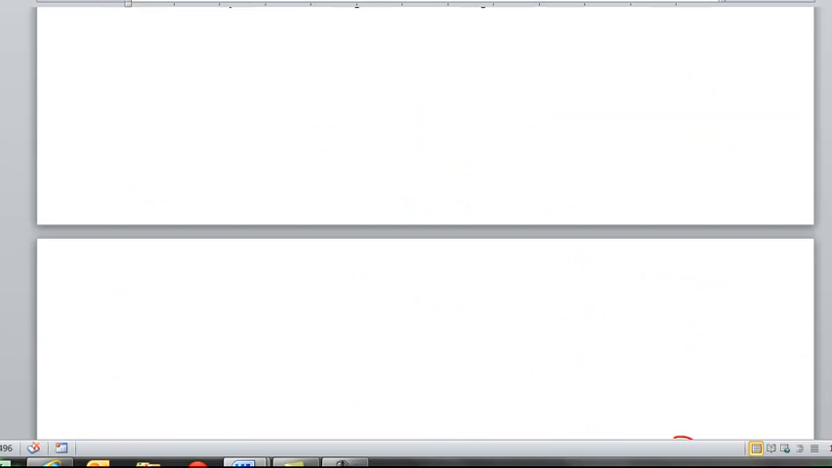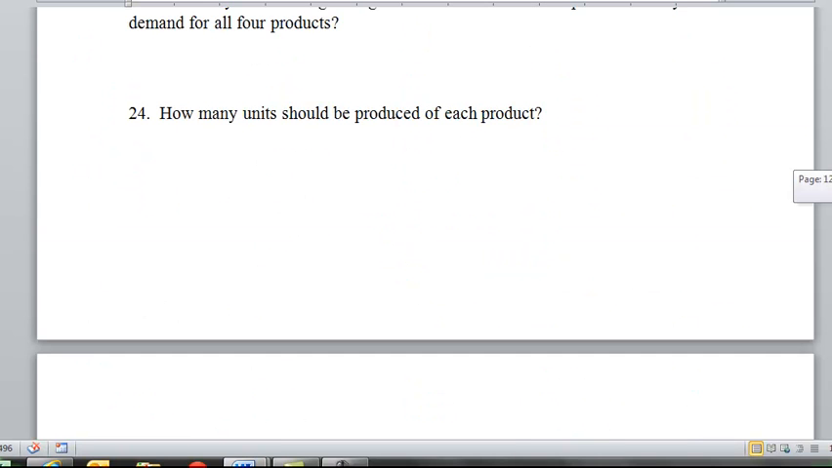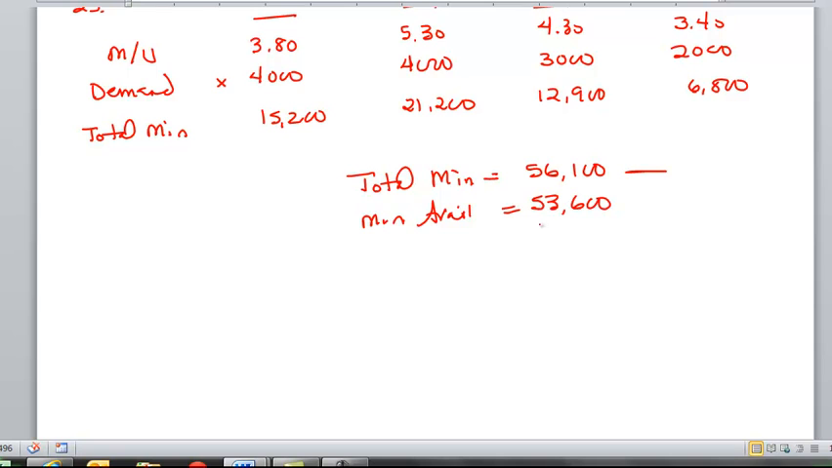How many units should be produced? Because now we've got a limit of 53,600. We can't produce all of the demand. So what we're going to do in order to determine what to produce is we're going to calculate the contribution margin per grinding minute again. Whichever products give us the highest, we'll rank them 1 through 4. And we will produce total demand for each of the products until we run out of minutes. And then whichever one we run out of, we will produce what we can.